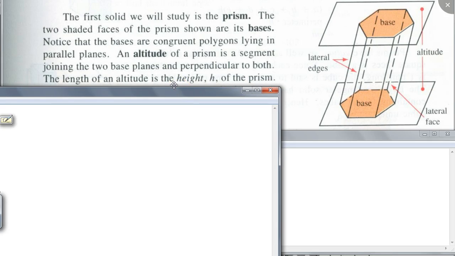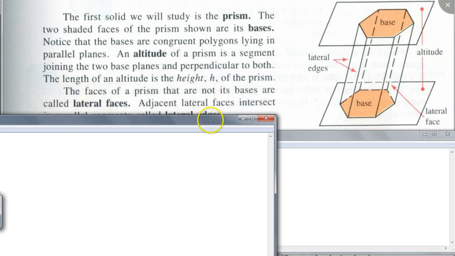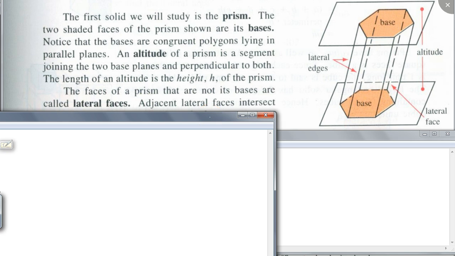And then of course we use h for height, as usual. We talked about lateral faces already. All the faces make up the whole prism, but lateral faces are the faces that are not bases. In this case, even though there are 8 faces, how many of these are lateral faces? 6 of those, because 2 of the other ones are bases. So lateral faces are faces that are not bases.